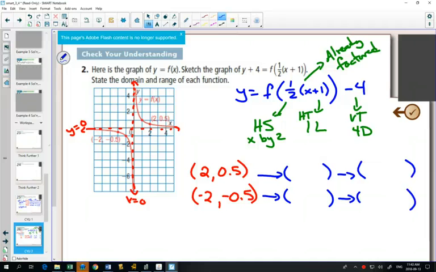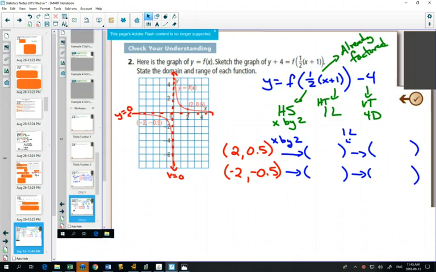Above our first set of arrows is where we deal with all of our stretches, compressions, reflections, and we just have 1. Then we're multiplying x by 2. In the second set of arrows, that's where we do all of our translations, and this one we have 2. We're going to go 1 to the left and 4 down. So, 1 to the left and 4 down.